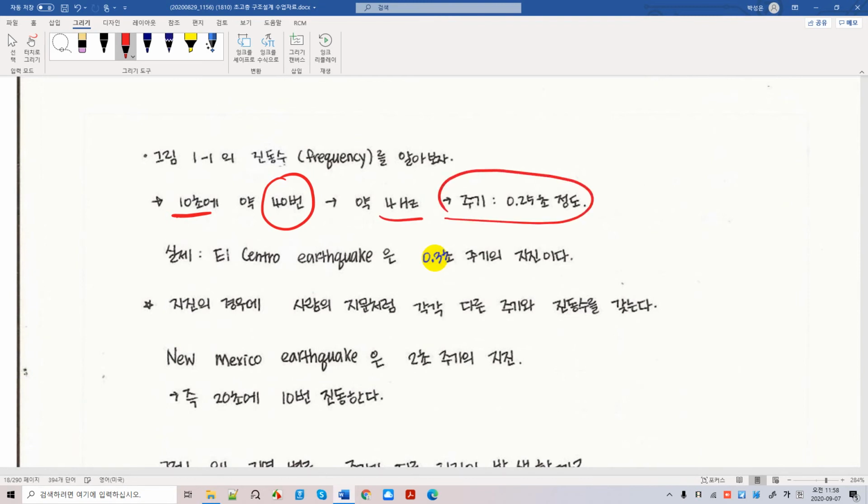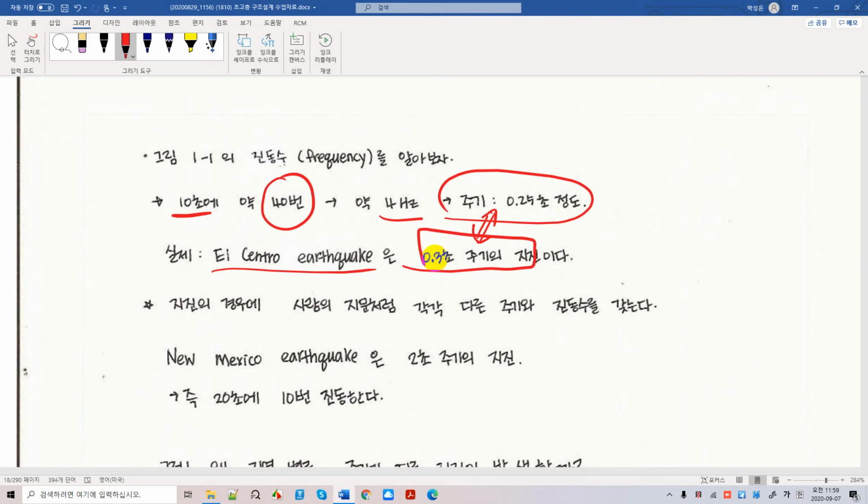So if you take a look at the period, it is 0.25 second. The official period of the El Centro earthquake is 0.3, so it is close enough, right? So you can just calculate and find the period, as the expert engineers estimate the official period of the earthquake. This is a very simple but very accurate method to measure frequencies and period.